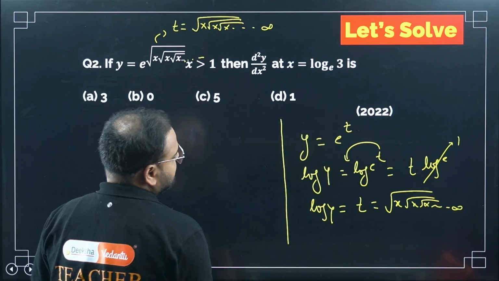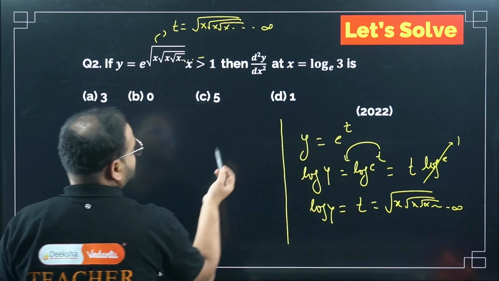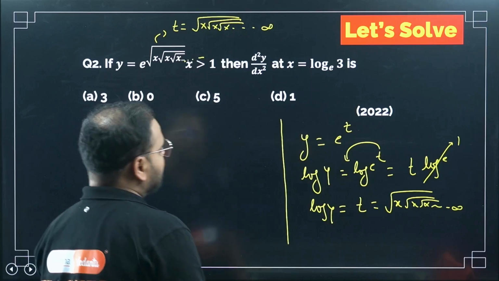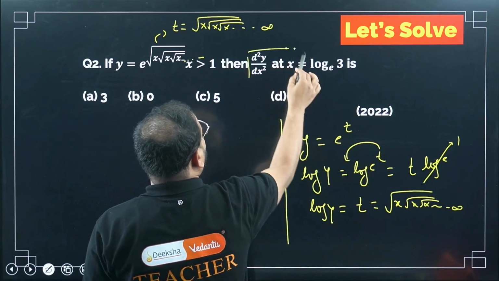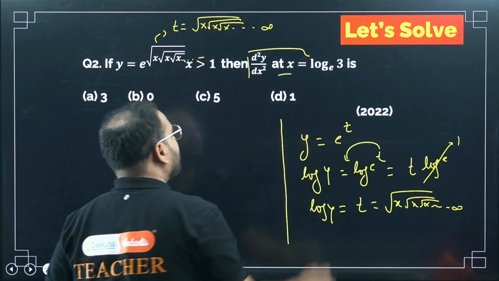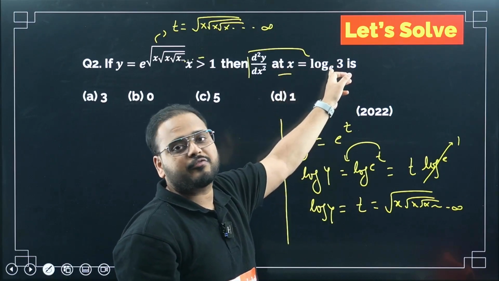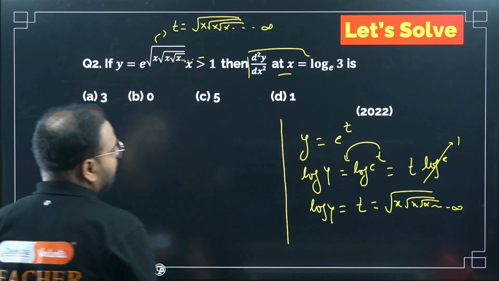Okay. Now please check here. I can write this as such. Now if I differentiate this, can I differentiate this? Of course I can. Let's check. But will it be easier to differentiate over here? I don't think so. Let's take it one more level. We have to find the second derivative when x equals log of 3 with base e. Okay, let's see.